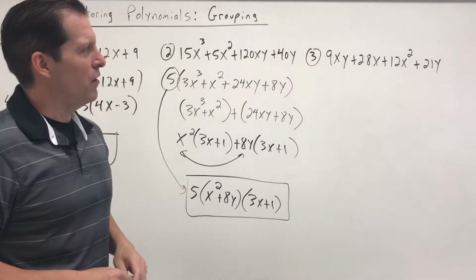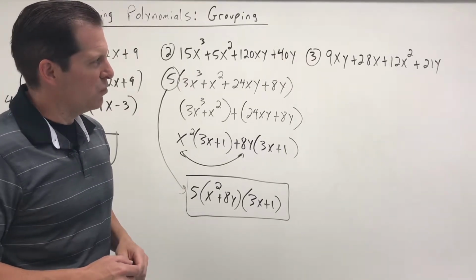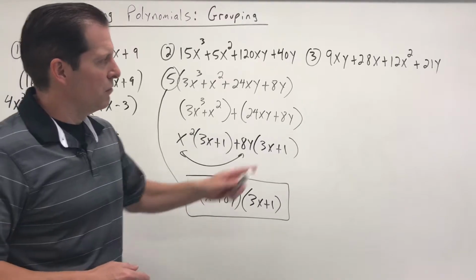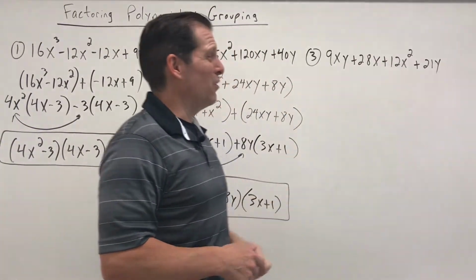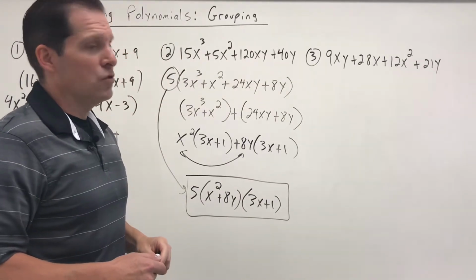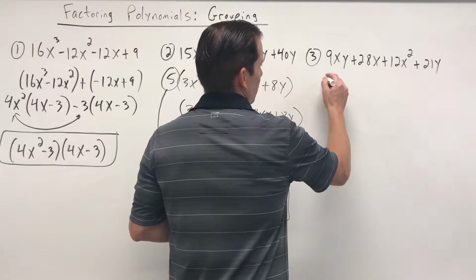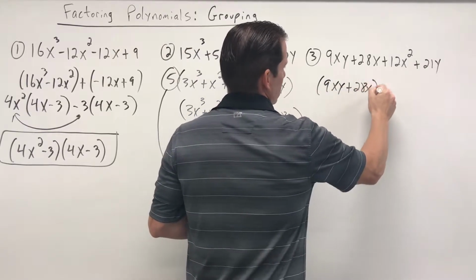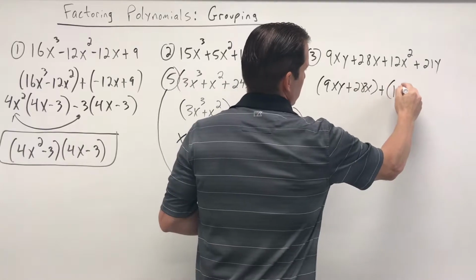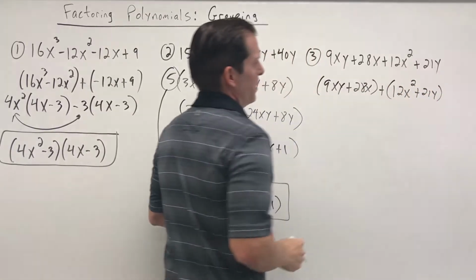And we can look for a common factor first. Got 9, 28, 12, and 21. 3 looks good for these, but then number 28, it doesn't work. So I don't have a common factor. So then you might say, all right, let's just go ahead and group. So I'm going to group the first 2 down here. And then I'm going to group the second 2 right here.